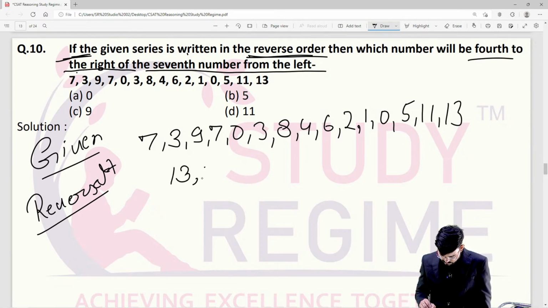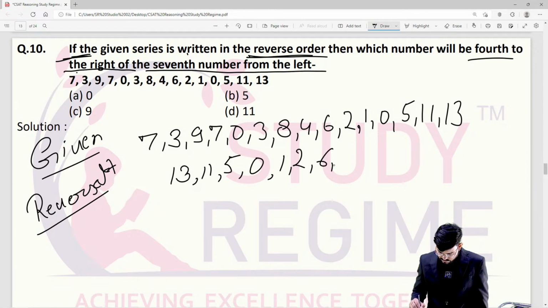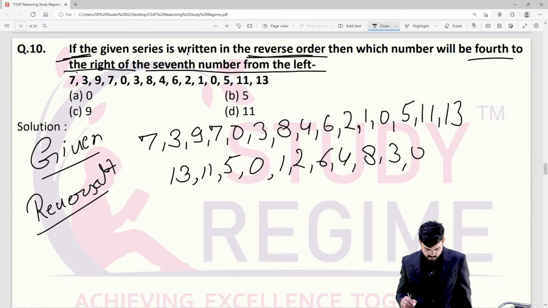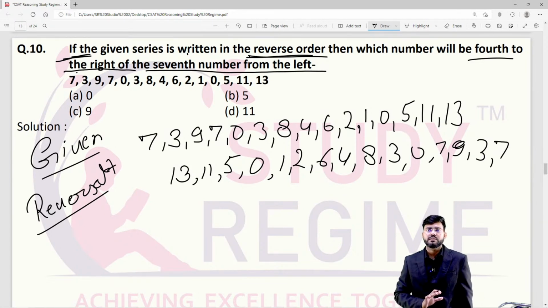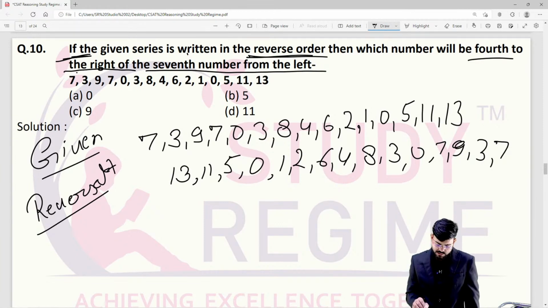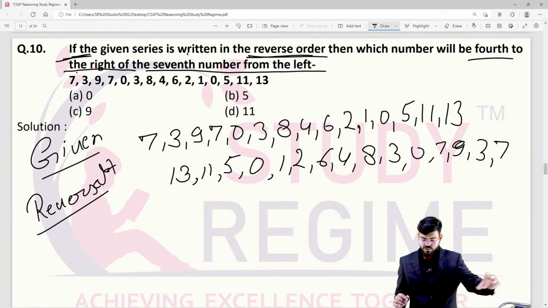13, 11, 5, 0, 1, 2, 6, 4, 8, 3, 0, 7, 9, 3, 7. Now this is the given series, and I have just reversed it according to the question: if the given series is written in the reverse order. Now come to the question.